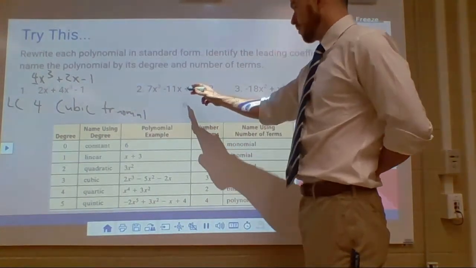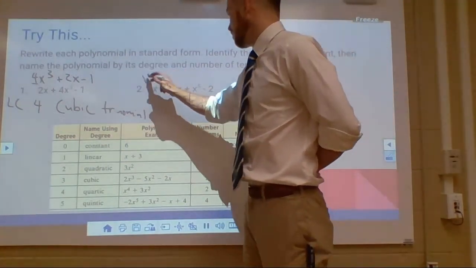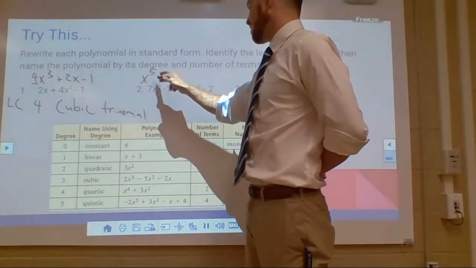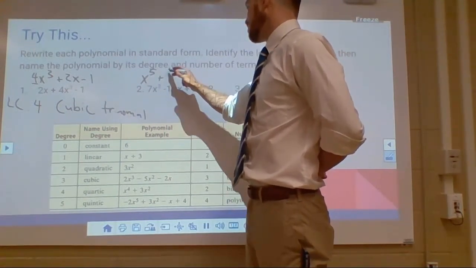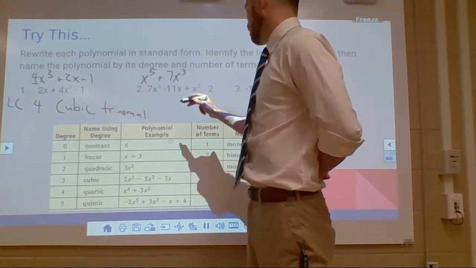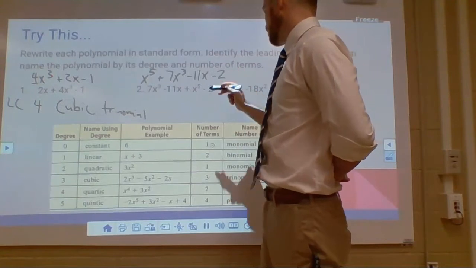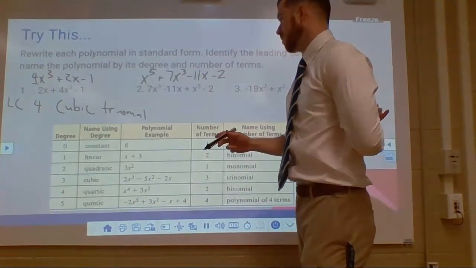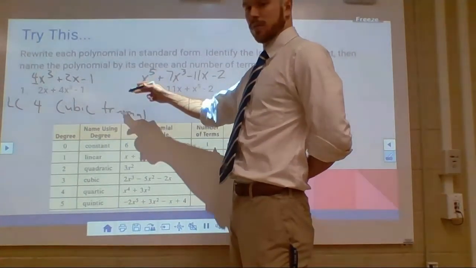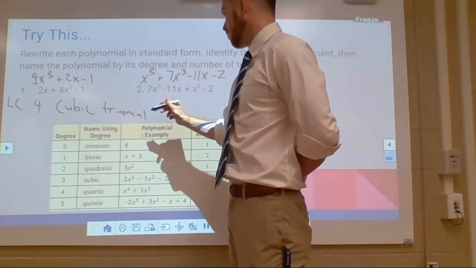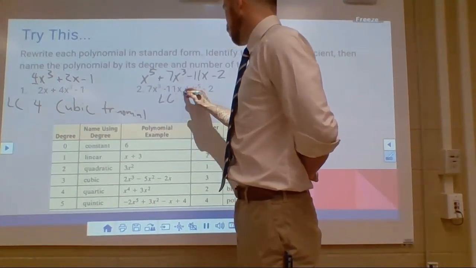We got to rewrite it in standard form first. So let's see, the highest degree is 5. So x to the 5th. The next highest degree is 3. So we're going to say 7x cubed minus 11x minus 2. Alright, so it's in standard form now. The leading coefficient, well, we don't see a number here, right? And that tells us it's going to be 1. So the leading coefficient is 1.